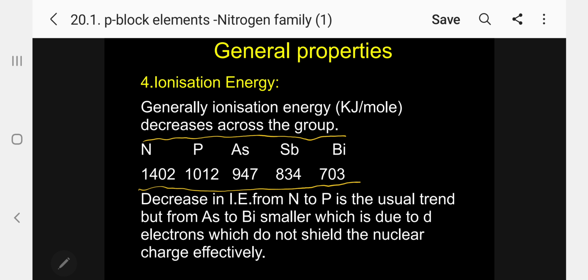Here, there are two important pieces of information I want to give. First, nitrogen and phosphorus have higher values, and the decrease in ionization energy from nitrogen to phosphorus is the usual trend. But from arsenic to bismuth, the difference is smaller, which is due to d electrons, which do not shield the nuclear charge effectively. That is, the difference is very, very small comparatively, and the values are low also. Kindly follow.